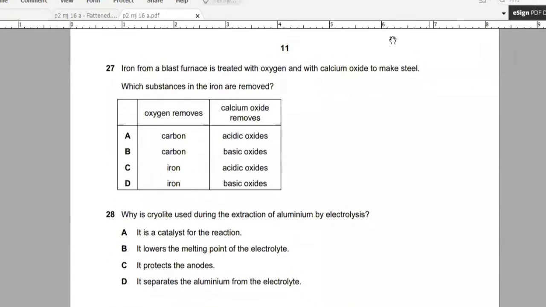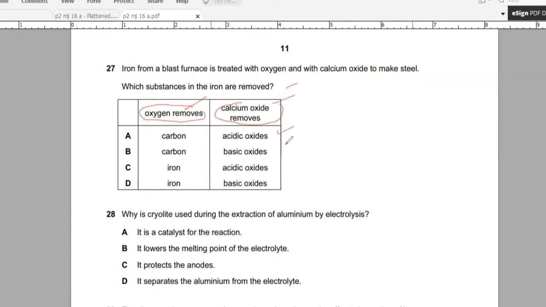27. Iron from a blast furnace is treated with oxygen and with calcium oxide to make steel. Which substances in the iron are removed? Oxygen removes what? Calcium oxide removes what? Remember, there are four different options. Oxygen actually removes the carbon, and calcium oxide removes which one? Which oxide? Acidic oxide.